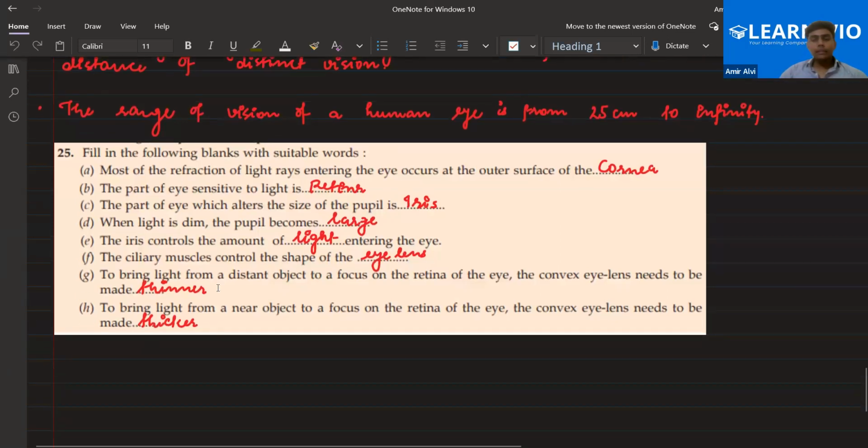Next, to bring the light from a distant object to focus on the retina of the eye, the convex lens needs to be made thinner. As I have told you, for light coming from a distant object, the lens will become thinner to focus the light rays on the retina. And when the object is nearby, the lens will become thick to focus those rays on the retina itself. Okay?